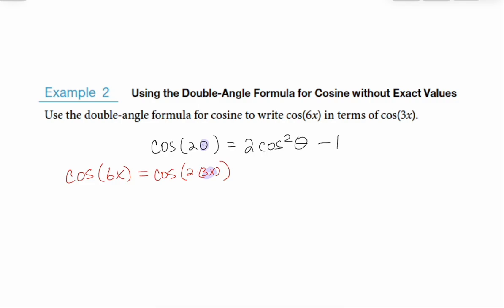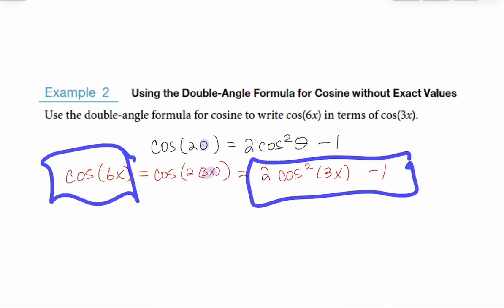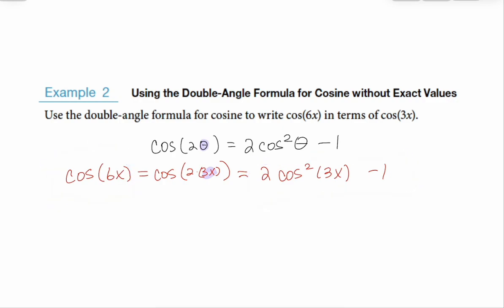And so now we just plop that theta, that 3x, into our formula. We're done. So that's 2 times the cosine squared of 3x minus 1. We have now written what was the cosine of 6x in terms of 3x. And that will become helpful when we do 9-5.